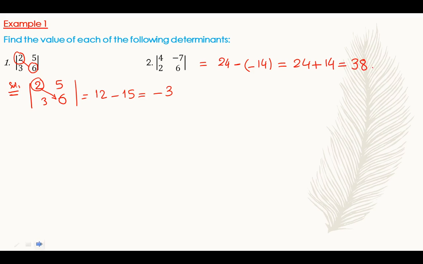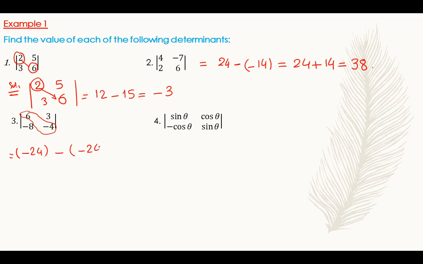Okay? Number 3, determinant number 3 and determinant number 4. Here we are going to multiply the elements of the main diagonal or the principal diagonal. 6 times negative 4 will be equal to negative 24. Minus 3 times negative 8, it will be also negative 24. Now we have negative 24, negative 24, double negative, so negative will be plus 24. Negative 24 plus 24, this is equal to 0.